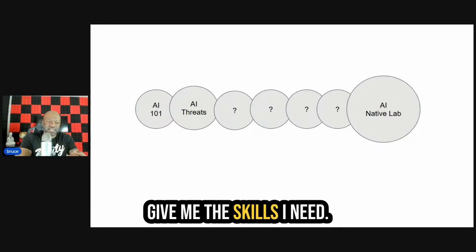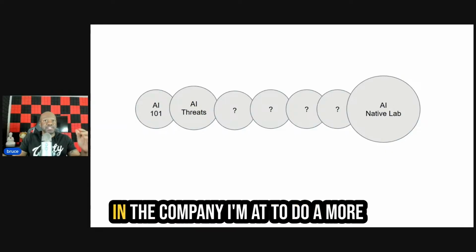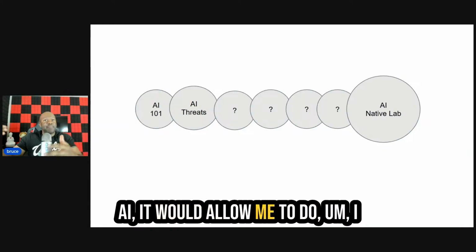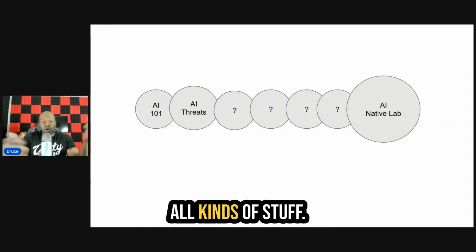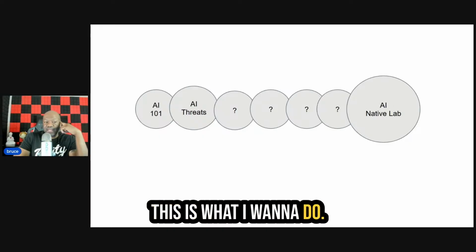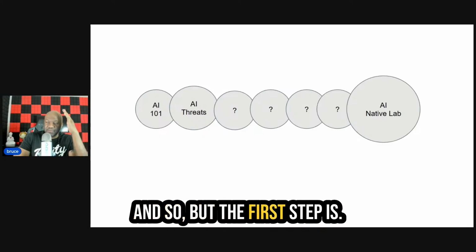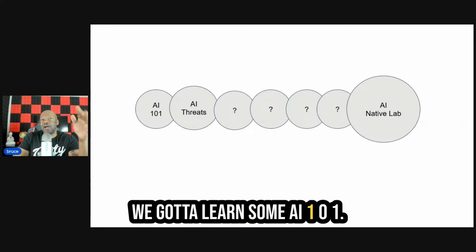That would give me the skills I need if I want to get a job to be an AI guy, or if I want to make a lateral change in the company I'm at to do more AI. It would allow me to do, I don't know, pen testing in this lab, all kinds of stuff. So I think that's it. This is what I want to do. But the first step is we got to learn some AI 101.